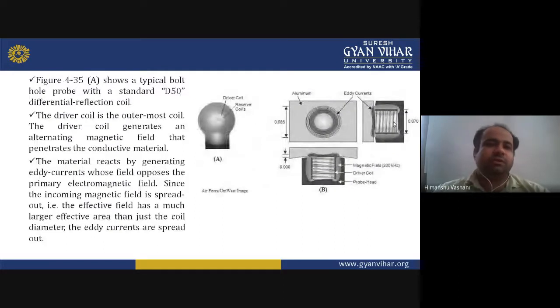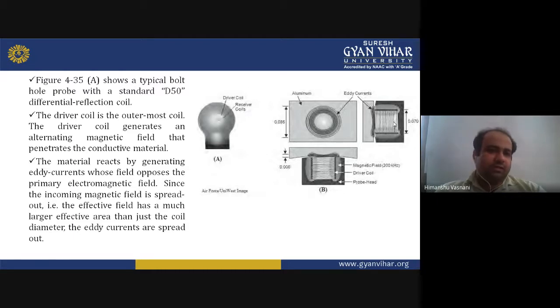In this figure also you can see that on the right hand side it shows a typical bolt hole probe with a standard D50 differential reflection coil. And in the A figure on the left hand side, you can see the receiver coils inside and the driver coil is also there.